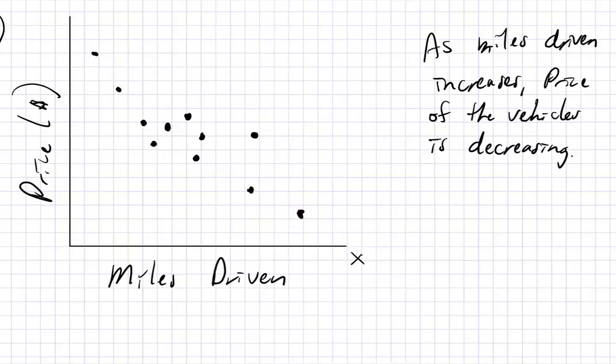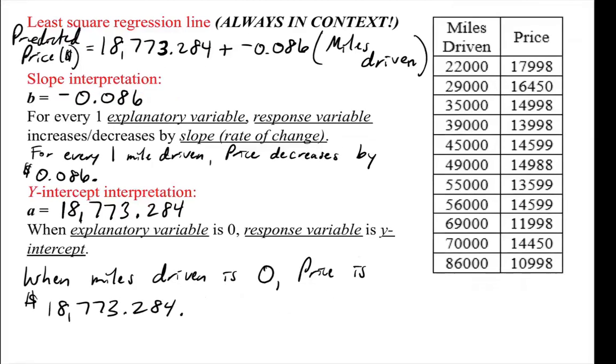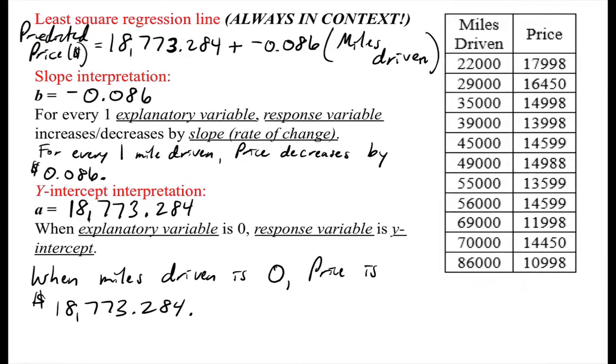Every line has a slope and a y-intercept, right? So we had the calculator calculate our slope and our y-intercept. We're going to do some more practice on that so you get used to it on the calculator. We said the slope was negative 0.086. We interpreted that by saying for every 1 mile driven, the price of the car is going to go down by about 9 cents, 8 or 9 cents. That's why it's got a negative.